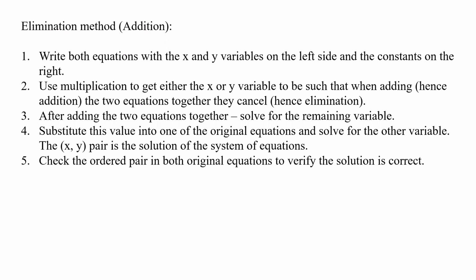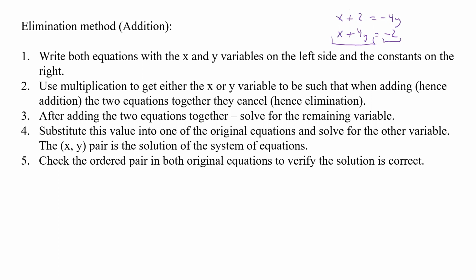So what we're going to do is write both equations with the x and y variables on the left side and the constant on the right. So sometimes we might have something like x plus 2 equals negative 4y, and what we have to do is get it all on the same side. So we'll have x plus 4y equals negative 2. So we have to get all of the variables on this side and all the constants on this side for both equations.